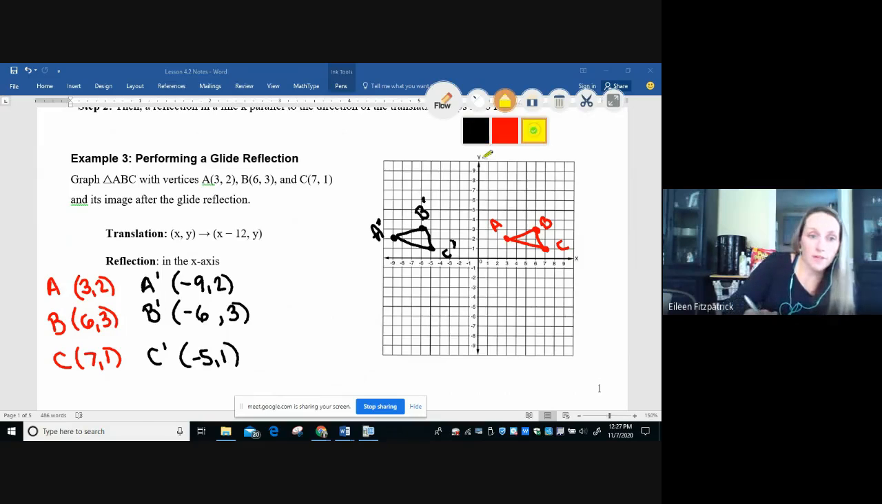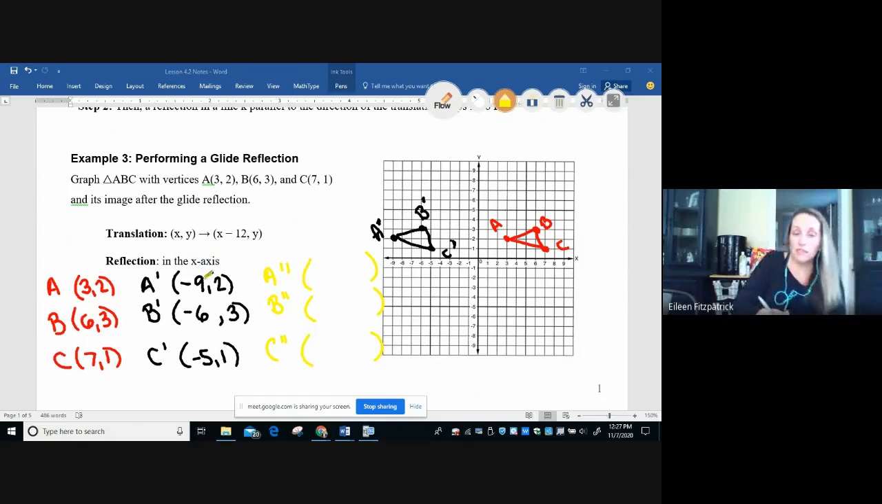And then finally, we have to perform the reflection. So that's going to leave us with A double prime, B double prime, and C double prime. Now, if you remember from the previous page of the notes today, when you reflect in the x-axis, just think about this: if you have a point above the x-axis and you reflect it below the x-axis, what coordinate is changing signs? It's the y-coordinate that's changing signs. So all your x's are going to stay the same, but all your y-coordinates are going to change signs. So negative 2, negative 3, negative 3, and then negative 1.